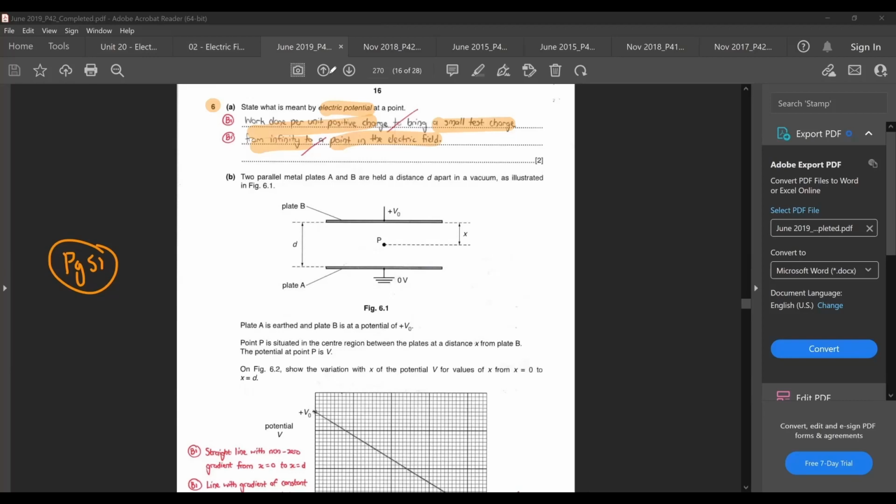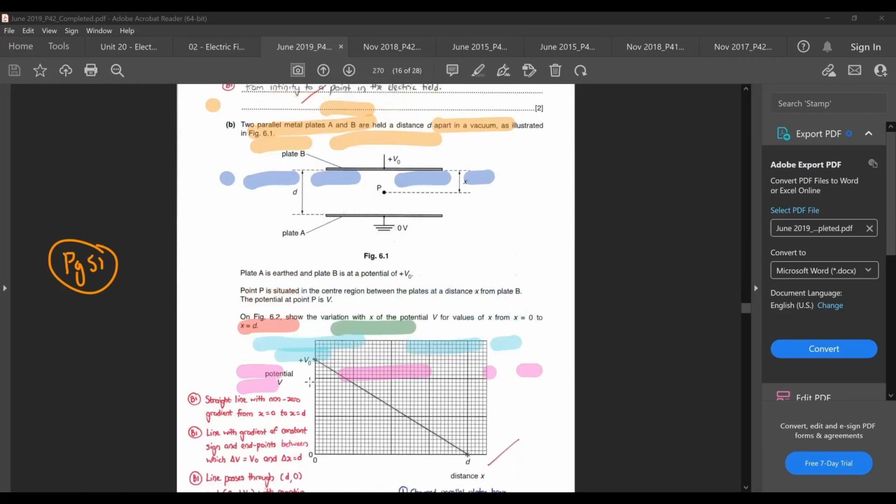All right. Now, the one that you want to look at is B. You have two parallel metal plates, A and B, that are held a distance d apart inside a vacuum as illustrated here. Plate A is Earth, and plate B is at a potential of plus V naught. Point P is in the center region between the plates at the distance x from plate B, and the potential at point P is V. So on the figure below, show the variation with x of the potential V for values of x from 0 to d.